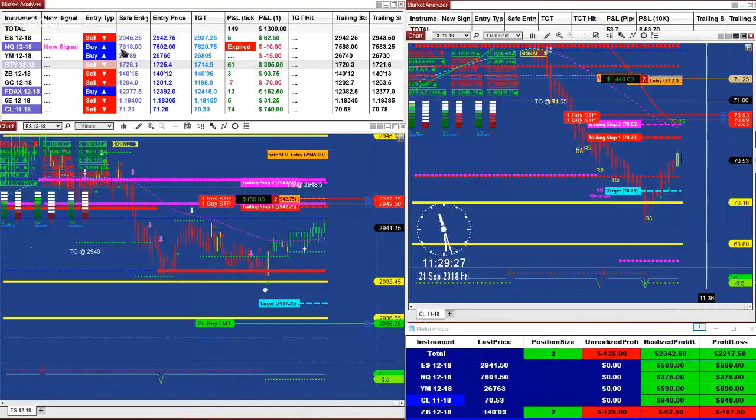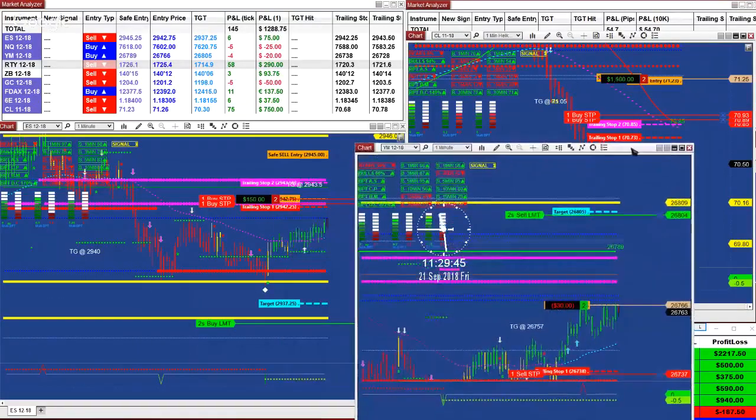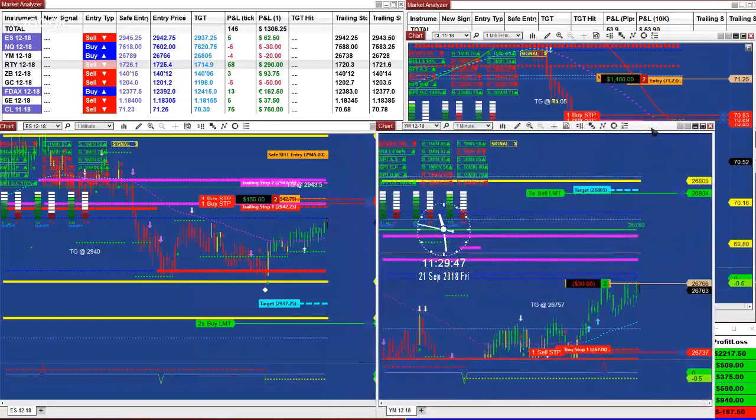New signal on the NASDAQ for the ones on, oh, just disappeared, the signal. A new signal on the NASDAQ, 7602, target 620. That's 20 ticks. That's not bad at all. Here it is, the new signal.